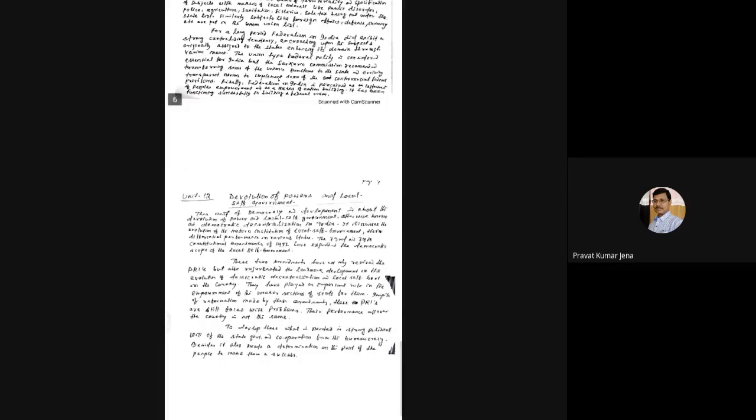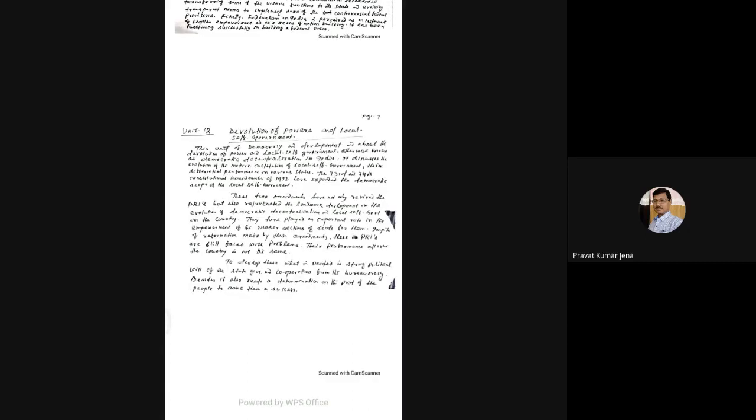There are some shortcomings, but still it is maintaining and retaining its glory. So, now we'll start the last unit of today's counseling class, Unit 12, and it is the most interesting topic: devolution of powers and local self-government. My dear students, in your study material, Book 3, it is contained in Unit 12, devolution of powers and local self-government.